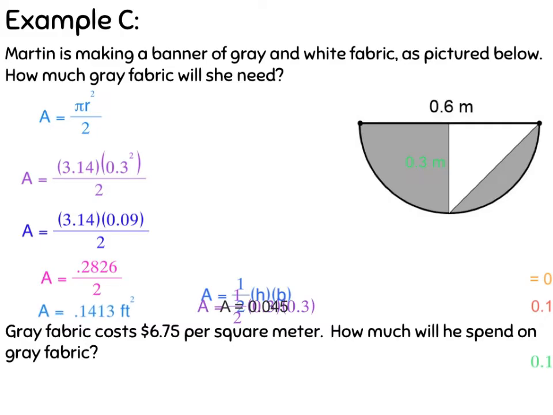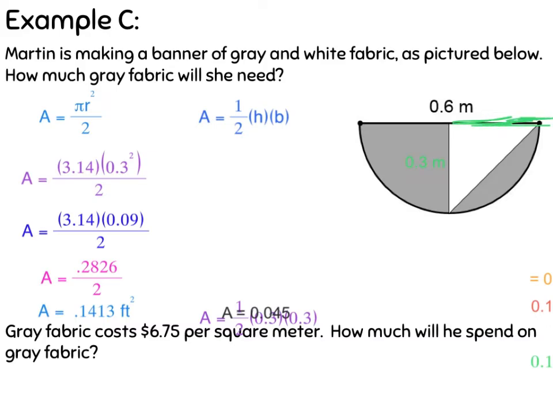Now let's take a look at the triangle. So I'm going to take out my triangle formula. My area equals 1/2 the height times the base. And I know that my height of my triangle is 0.3, but I don't know my base. But good news, since the triangle goes halfway across the circle, I know that it's going to be half of the diameter. And since the diameter is 0.6, I know that my radius and my base are going to be the same at 0.3. So let's plug in area equals 1/2 times 0.3 times 0.3. And when I do that, I end up with an area of 0.045.